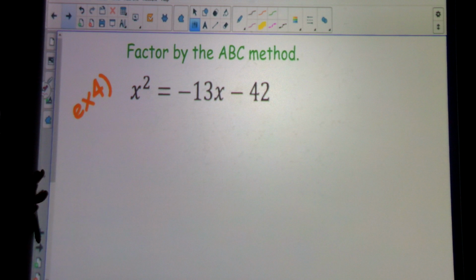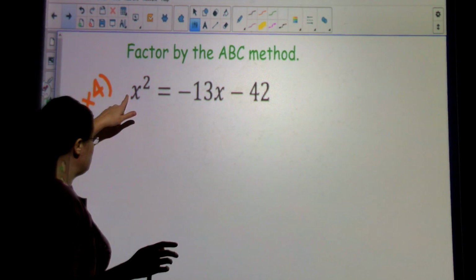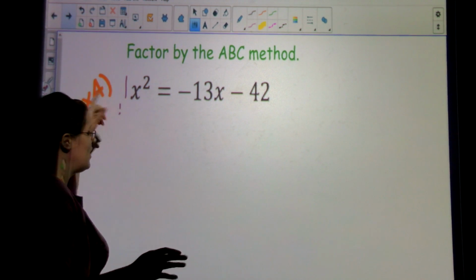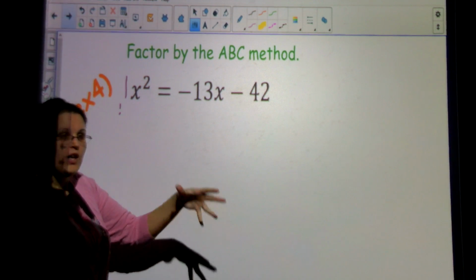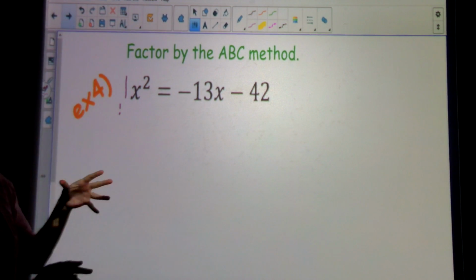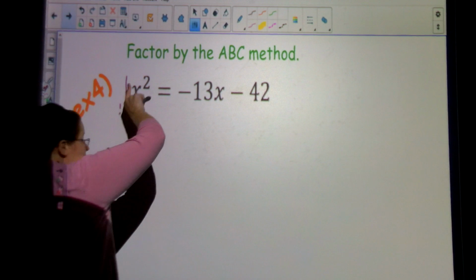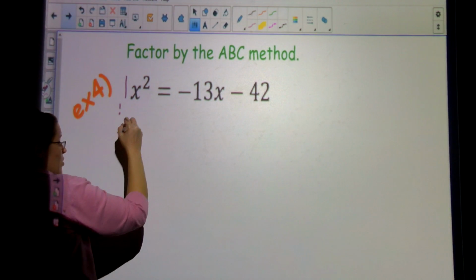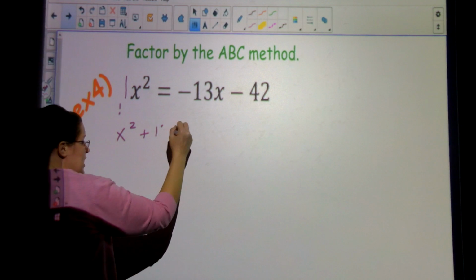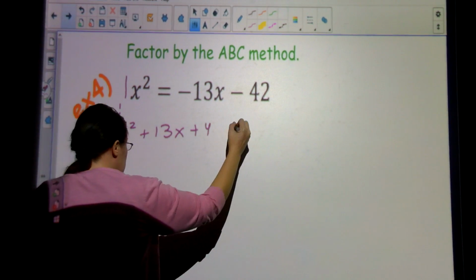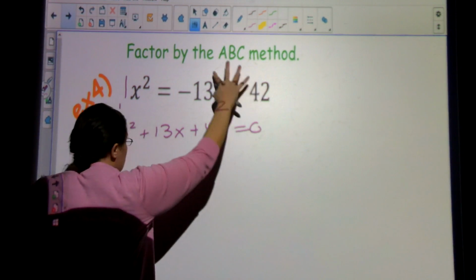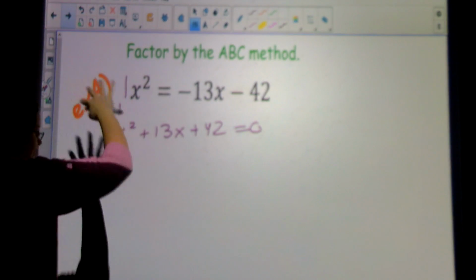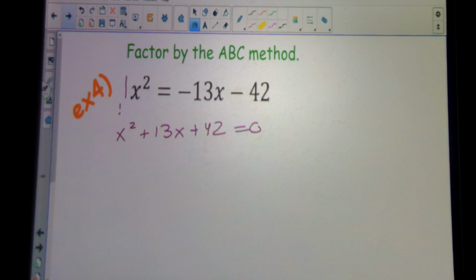Now, it doesn't really matter, but your life will be a whole lot easier if you leave that A, in this case A is 1, positive. Keep that A coefficient positive. So instead of subtracting x squared, I'm going to move all of this over. So I'll get x squared plus 13x plus 42. When I take all of this junk to the other side, add opposite. But keep that A coefficient positive.